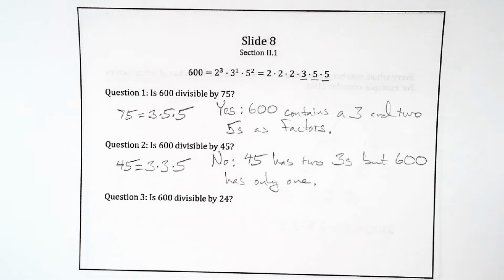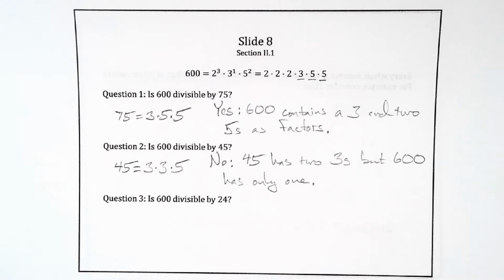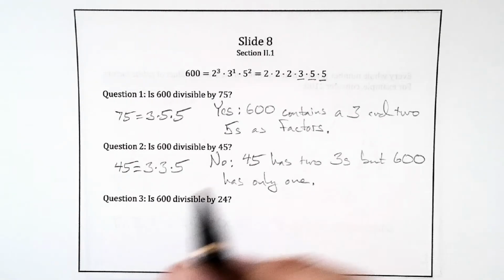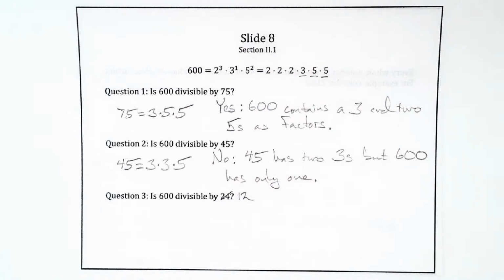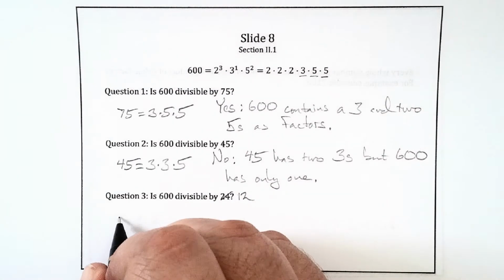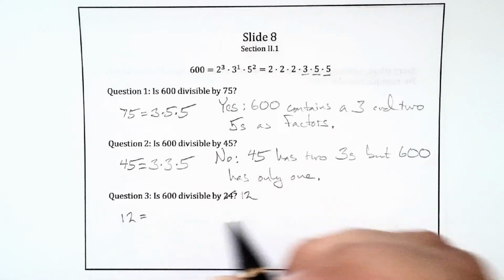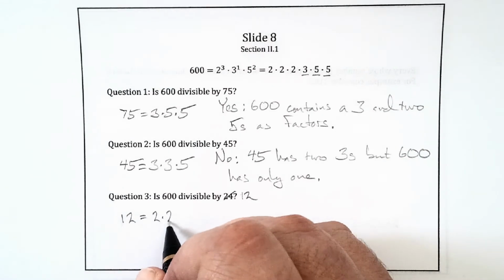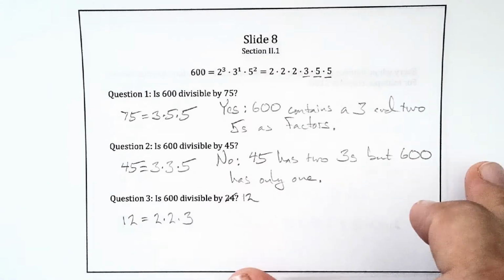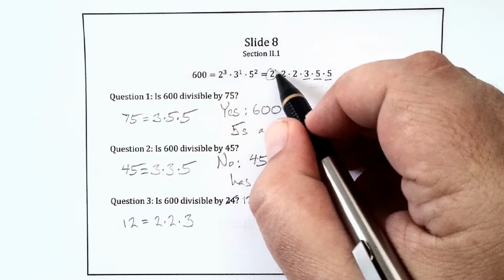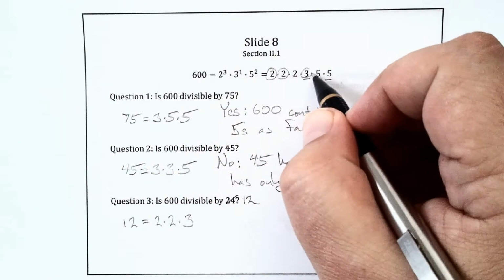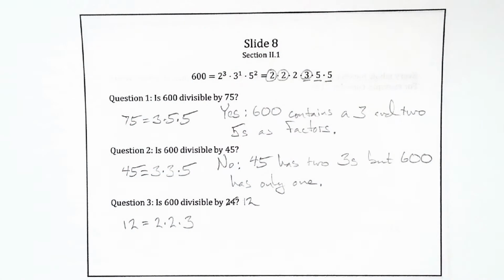Or again, is 600 divisible by 24? On second thought, just to clarify something, let me not do 24. Let's just do 12. Is 600 divisible by 12? Well, 12 is 2 times 2 times 3. That's its prime factorization. When I look inside of 600, I can see a 2, a 2, and a 3. So the answer is yes. I can see the 12 inside of there.